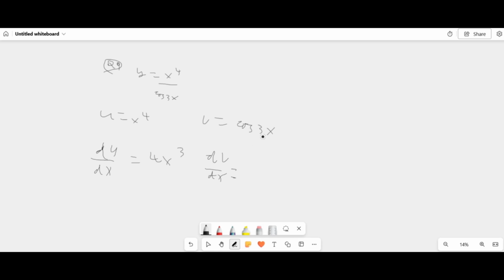bring the 3 outside. Obviously, differentiate cos here, that's going to be sine, yeah? So that's going to be negative 3 sin 3x here.